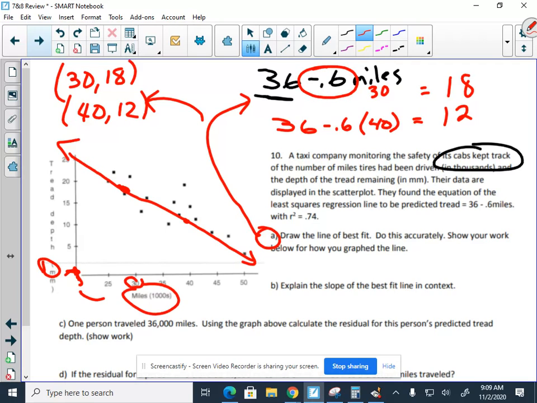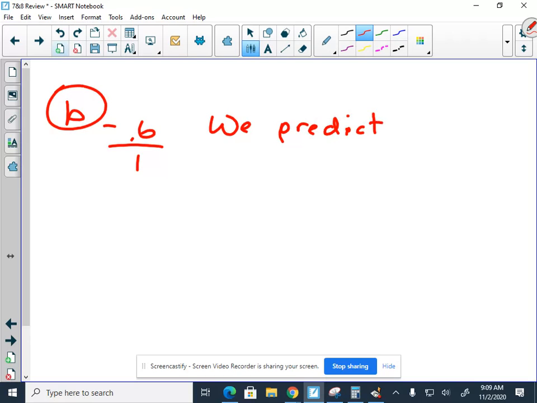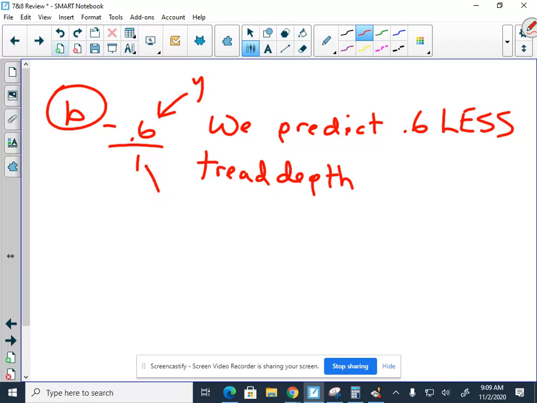So we remember in explaining the slope, it's down 0.6 for 1 in y, and this is x. So our y is the tread depth. So I'm going to put this on another page just because I think it's easier. So this is part B. We predict 0.6 less. There's the negative. Tread depth. That's our y. And this is x.